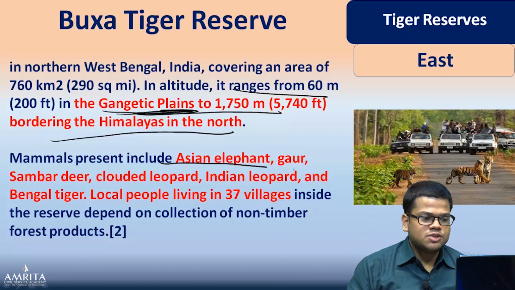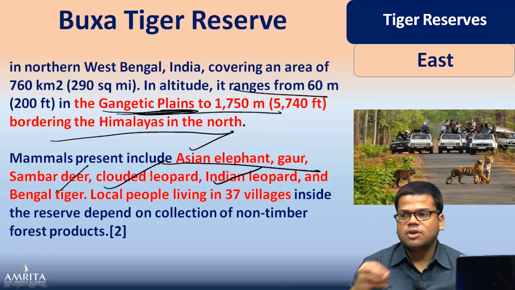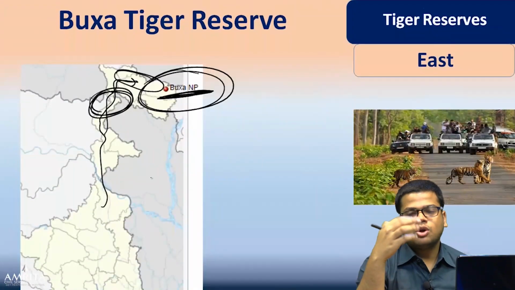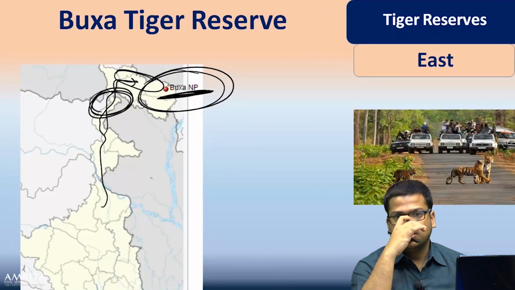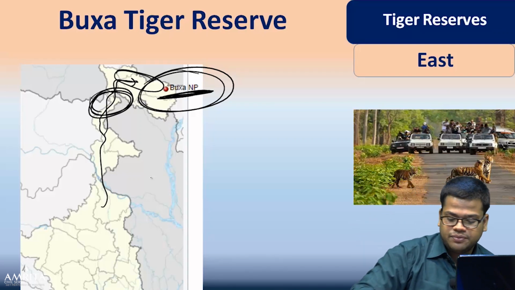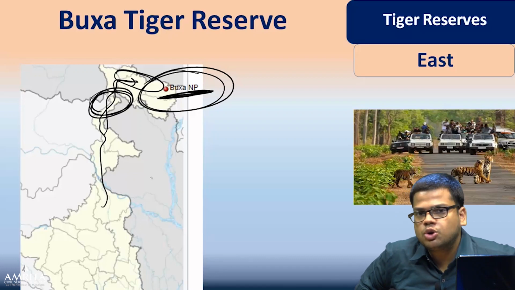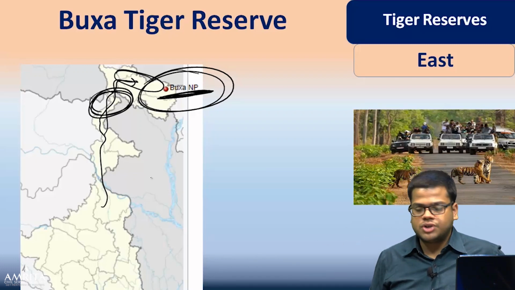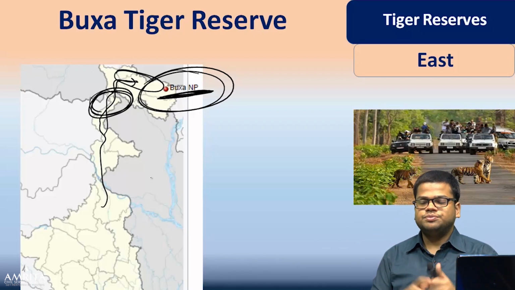So what are the mammals? That is why we find so many mammals there: Asian elephant, gaur, sambar deer, clouded leopard, Indian leopard. We will cover some of the major species also in the coming sessions. Some animal species we will see. Again, the same logic is there. The impetus is just to give you very specific knowledge to get the questions right.